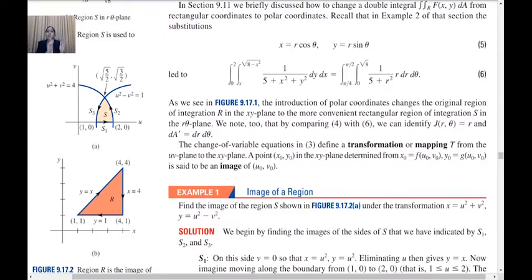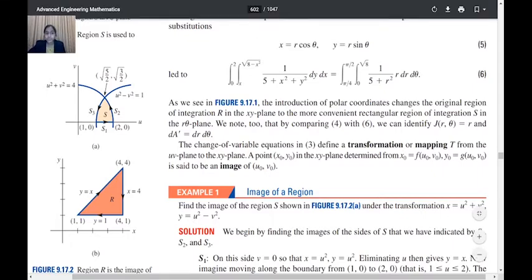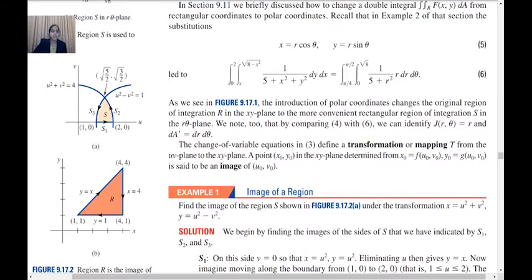Let me explain what this transformation is. It is nothing much. I am transforming the variables x and y in terms of u and v. That particular expression is called the transformation. So here the example is to find the image of the region S under these transformations. Given the region S, I am splitting it into three portions, S1, S2 and S3. S1 is just the line v is equal to 0.